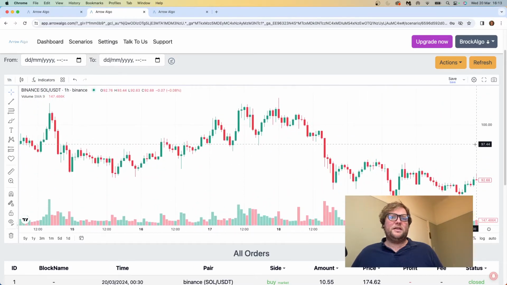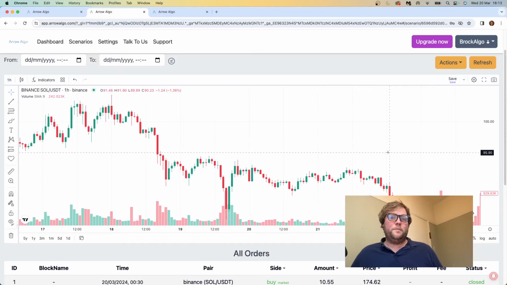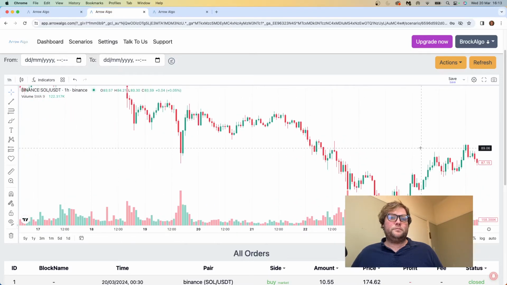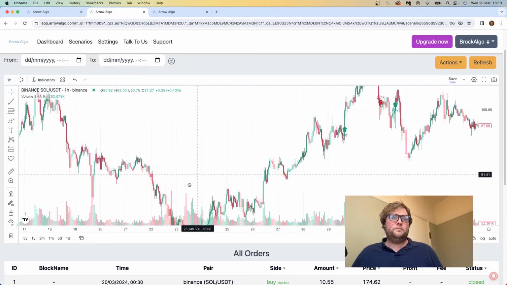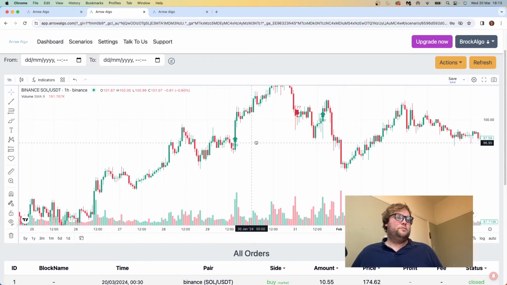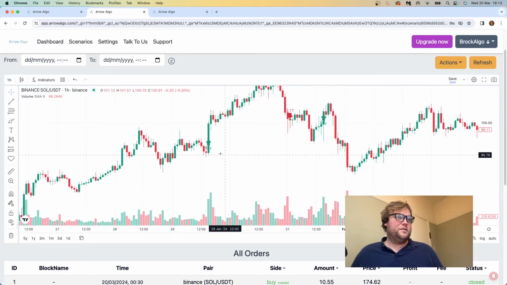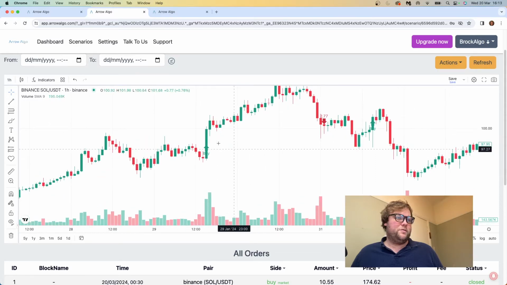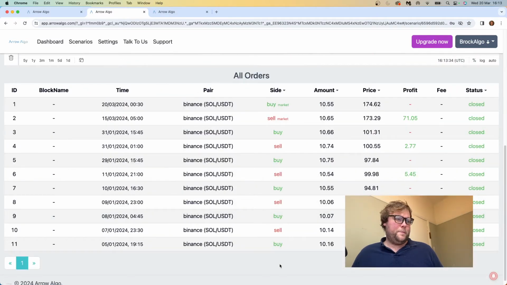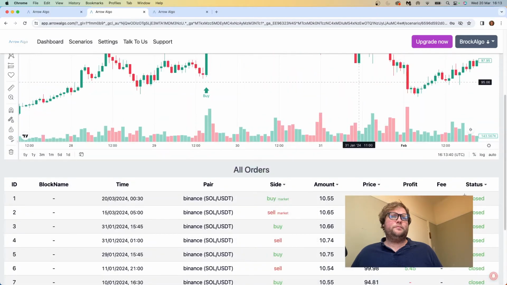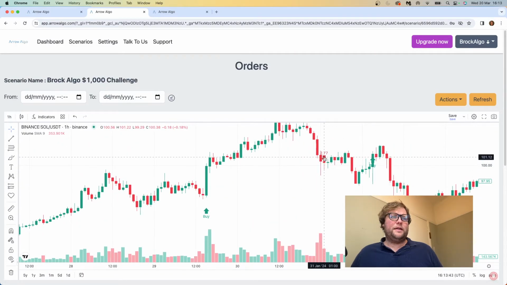In a short period, we bought down here, we bought back up here for a 5% gain. And then we didn't see any conditions that were favourable for a while, until here on the 29th of January, we bought back in at a price of 97, rode it up to 100, and sold again for a 2% gain. And then we bought back in again.